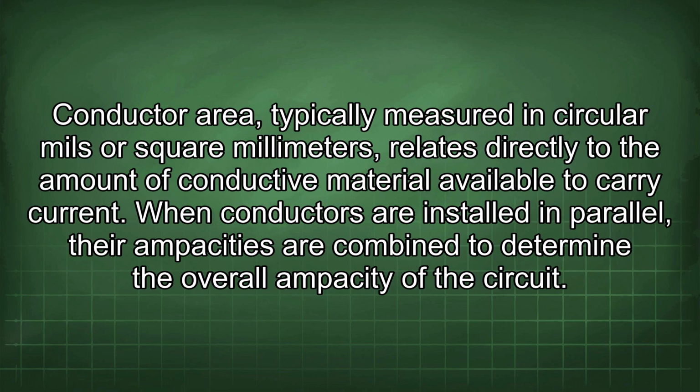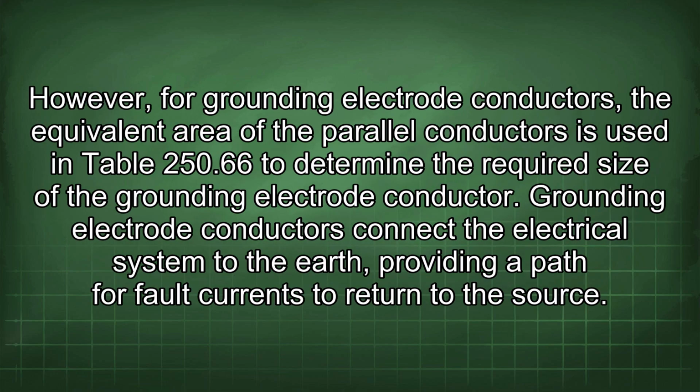Conductor area, typically measured in circular mils or square millimeters, relates directly to the amount of conductive material available to carry current. When conductors are installed in parallel, their ampacities are combined to determine the overall ampacity of the circuit. However, for grounding electrode conductors, the equivalent area of the parallel conductors is used in Table 250.66 to determine the required size of the grounding electrode conductor.